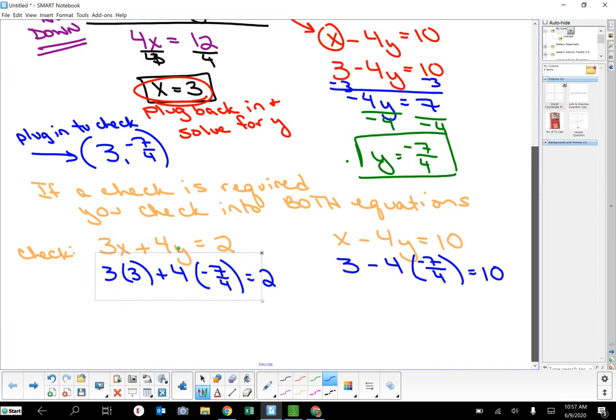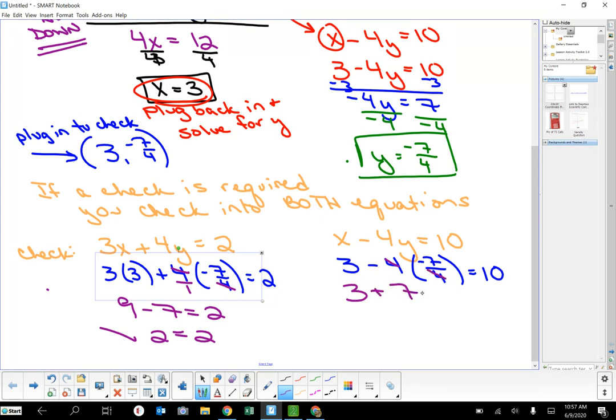If you need a calculator to do these, utilize one. 3 times 3 over here is 9. Here, your 4s would cross cancel, and that gives you a negative 7. And 2 equals 2, and that guy checks. And that's how you should do a check. Plug it in, do the work, show they equal each other. Over here, 3, the 4s would cancel. Negative times a negative is a positive. And 10 equals 10, and that one checks.